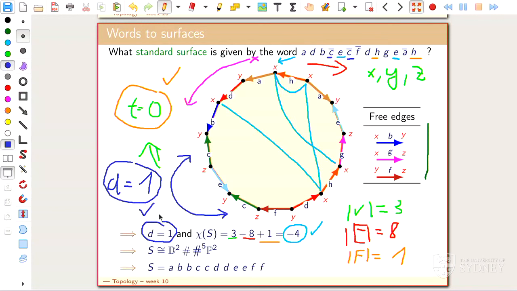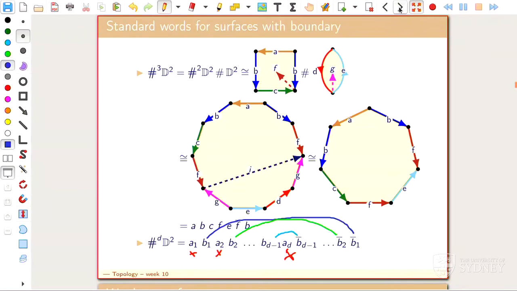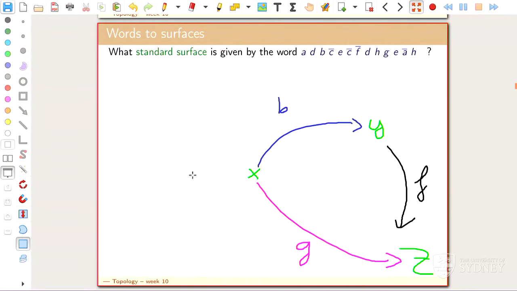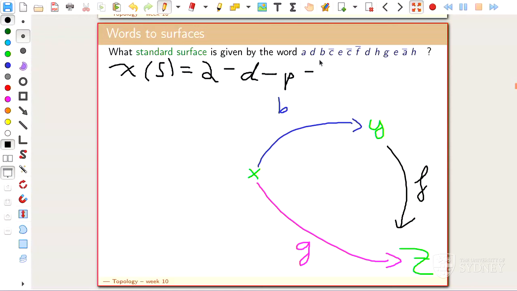So we have already almost everything, right? We only need to know P. So let's do it. Let's try on this page. Let's move this a little bit to the side. Because we have this formula, the chi of the surface is the magic number 2, which always appears, minus D minus P minus 2T.